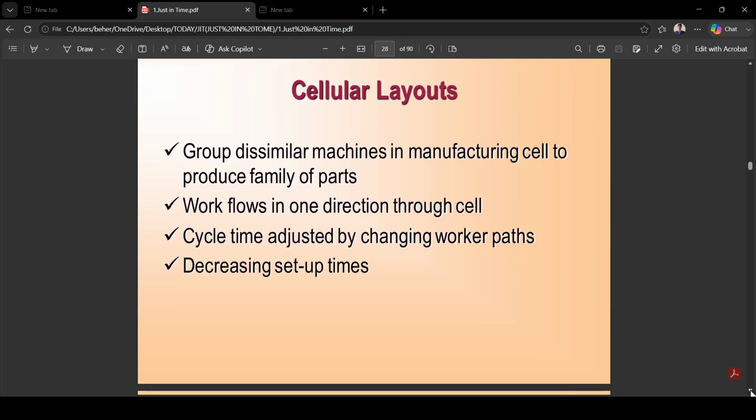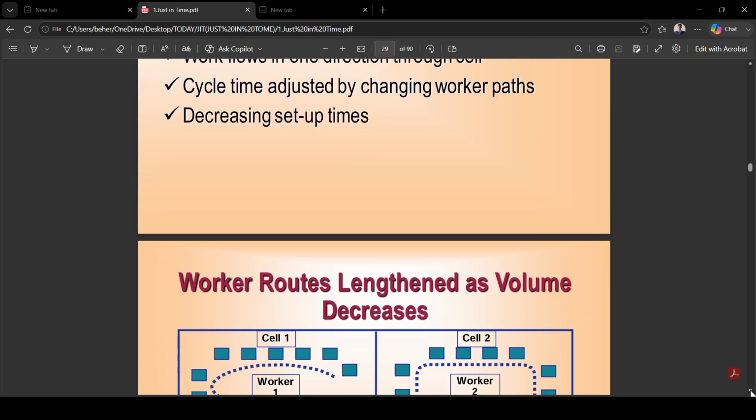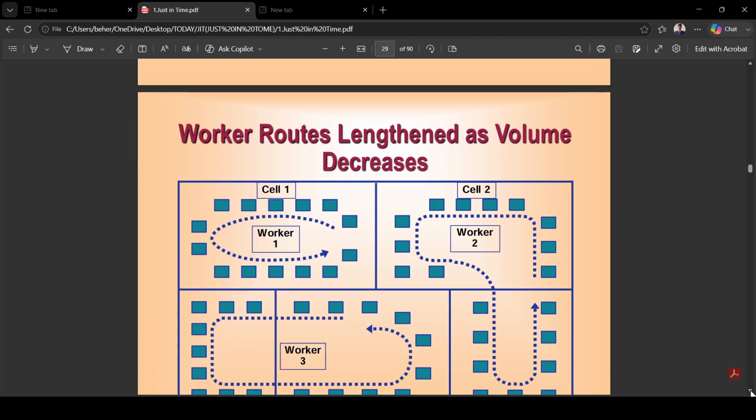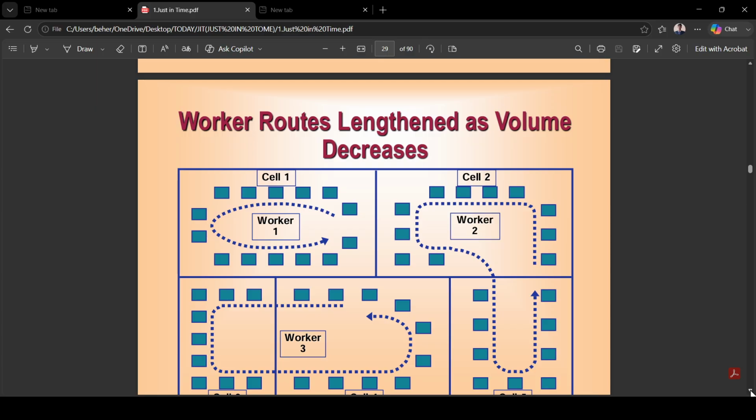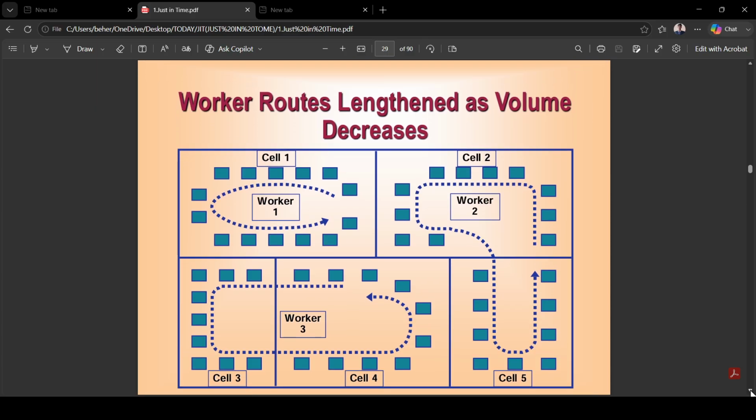Cellular layout: group dissimilar machines in a manufacturing cell to produce a family of parts, workflow in one direction through the cell, cycle time adjusted by changing work paths, decreasing setup times. Worker routes lengthen as volume decreases, across cell 1, cell 2, cell 3, cell 4, with worker distances.